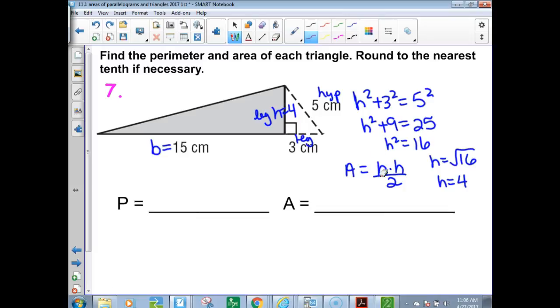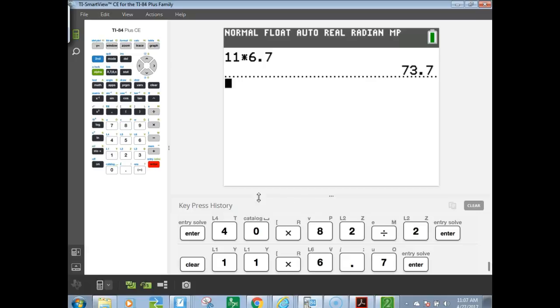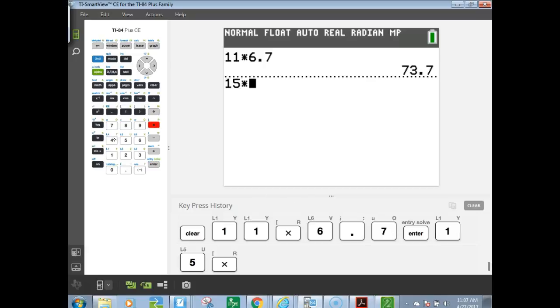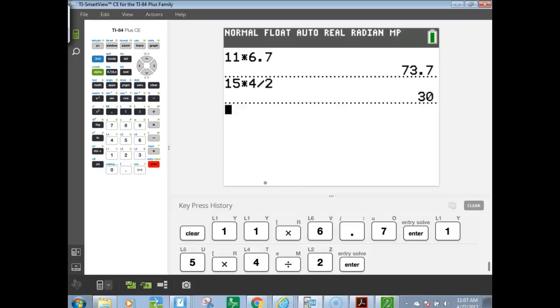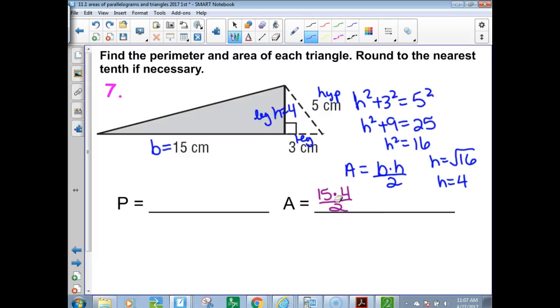Area is base times height divided by 2. We're going to substitute in B is 15 times the height we just found, which is 4. Divide that by 2. So you want to multiply this first. Careful how you type, but you can just do 15 times 4 divided by 2. This one's okay if you type it all at once. Okay, that's 30. And then we properly label it with square centimeters.